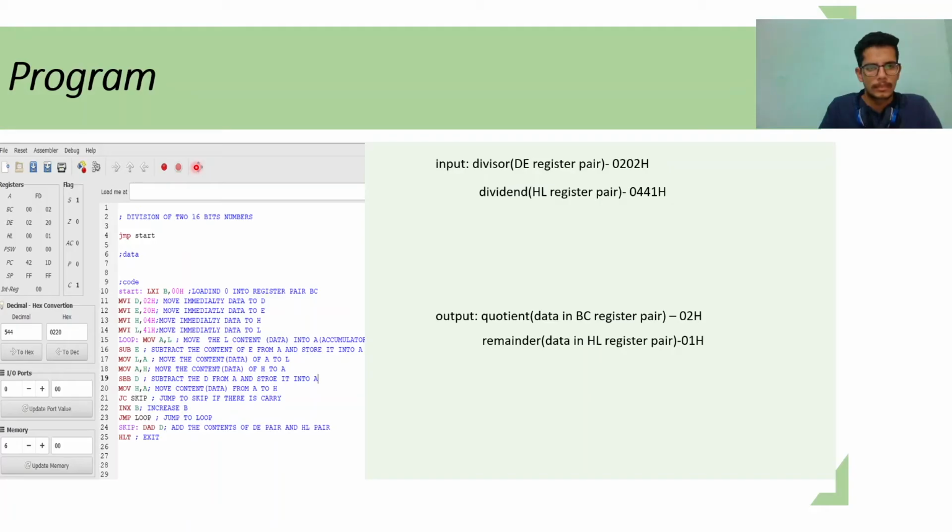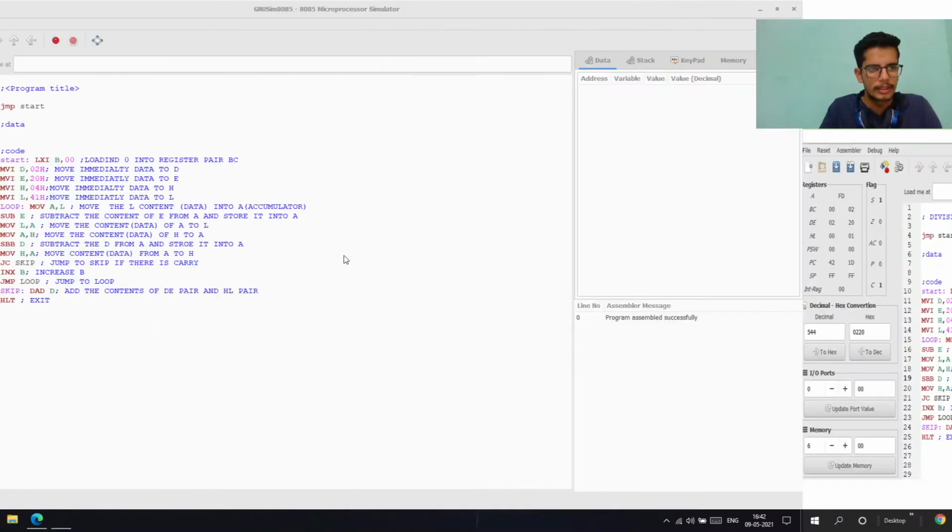Now coming to the programming part, I have input 0202 as the divisor, which is stored in the DE register pair, and my dividend, that is 0441, is stored in the HL register pair initially. So I'm going to the simulation software.